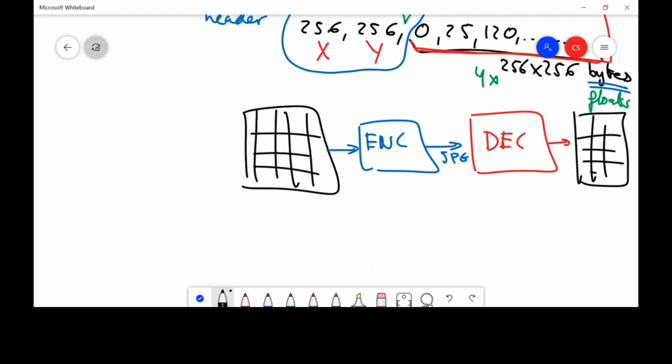You don't want this decoder to take a lot of time. Depending on your application, in encoding you typically have more time. But the encoding you perform once, while the decoding you perform many times. Every time you load an image, you have to decode it. So you want this operation to be very fast.